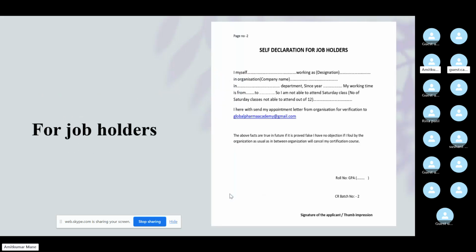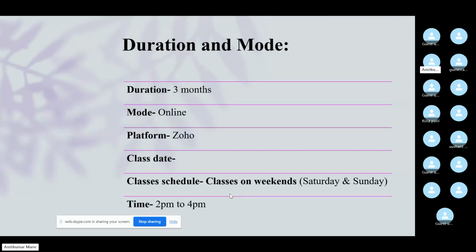The duration of the course is 3 months. Classes are on Saturday and Sunday, and the mode is online. The platform is Zoho or Skype, either of them. The class schedule is Saturday and Sunday, time is 2 p.m. to 4 p.m., only Saturday and Sunday.